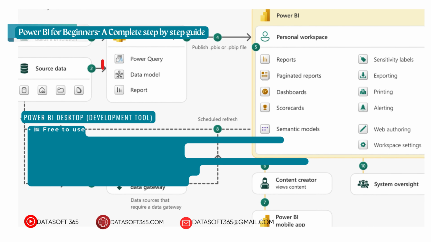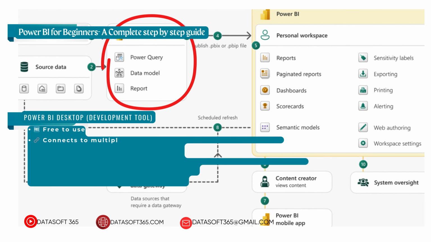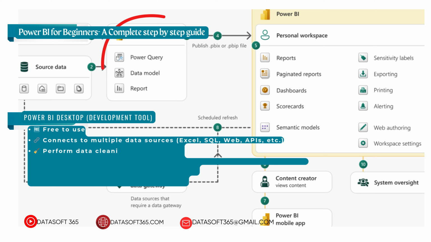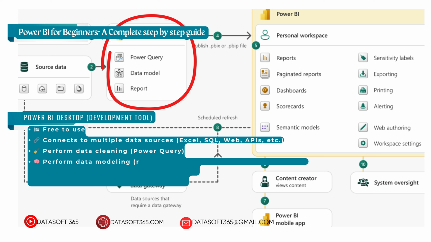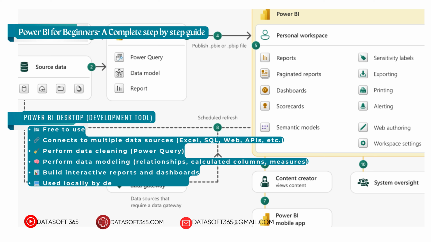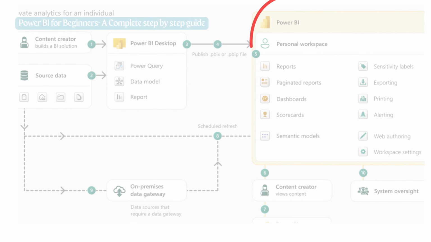Now let's take a look at the Power BI architecture. When working with business intelligence in Power BI, we primarily use two components: Power BI Desktop for report development and Power BI Service for report sharing and consumption. Power BI Desktop is a free application used to connect to data sources, perform data cleaning, build data models, and create interactive visualizations. It's mainly used by report developers and analysts to design dashboards and reports locally on their system.